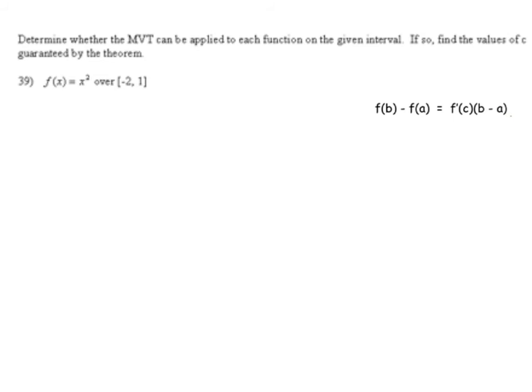So now it's time for an example. Determine whether the MVT can be applied to each function on the given interval. If so, find the values of c guaranteed by the theorem. Once again, this sounds an awful lot like Rolle's. Okay? So in order for the MVT to be applied, this given function has to be continuous and differentiable. Is it? Well, it's a polynomial. It's quadratic. So yes, it is differentiable.